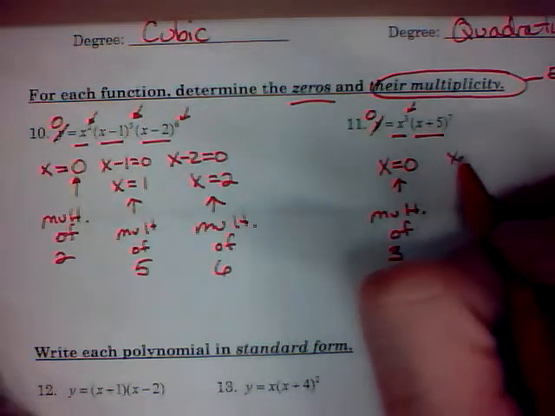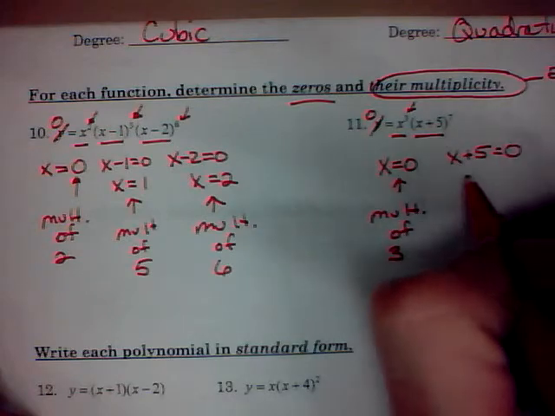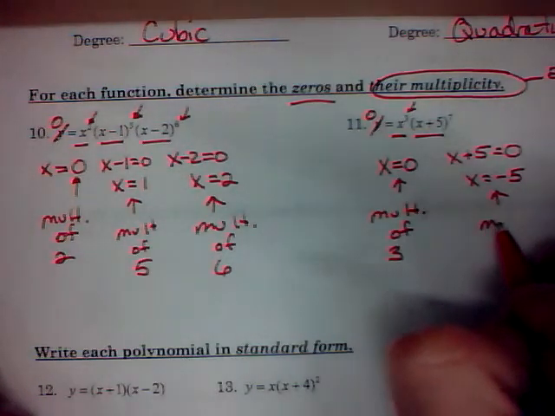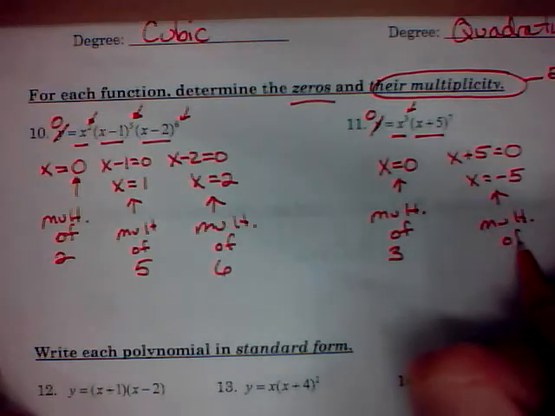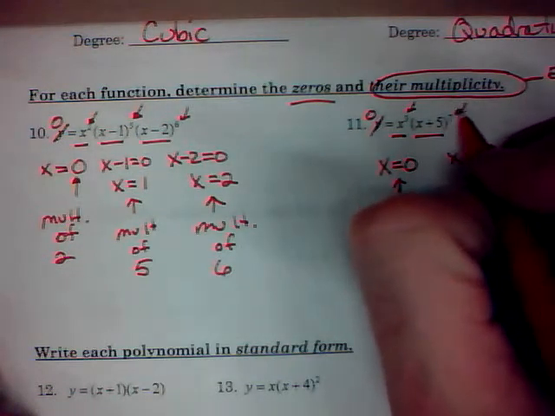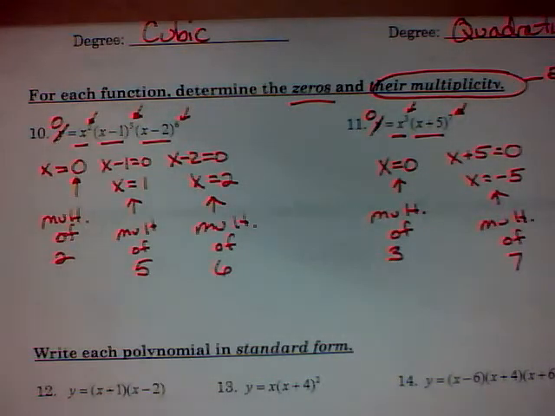And then this factor, x plus 5 equals 0, so x equals negative 5. And then this has a multiplicity of 7, since the exponent here is a 7. Okay? So that's the multiplicity.